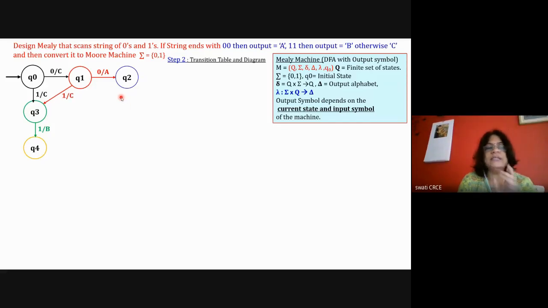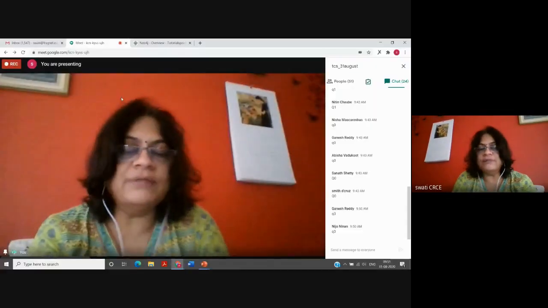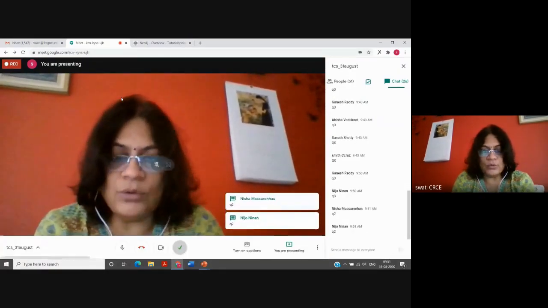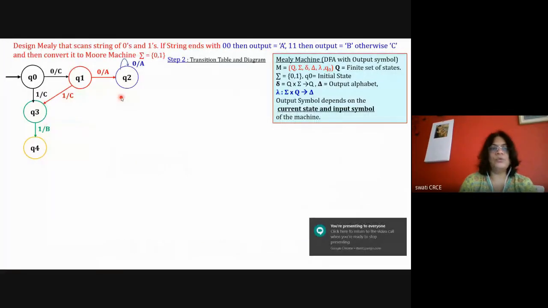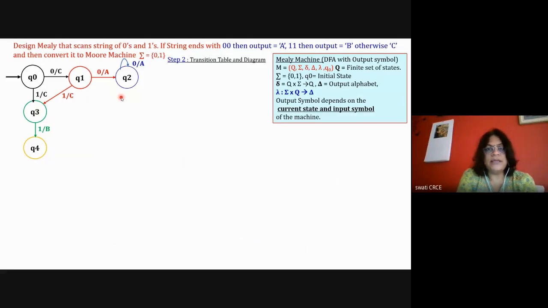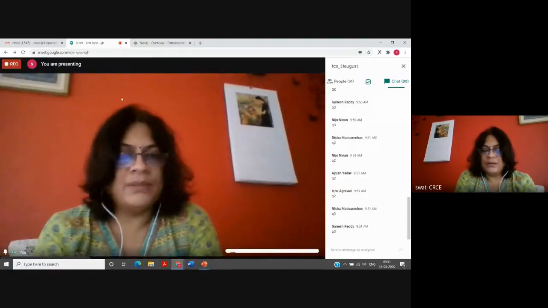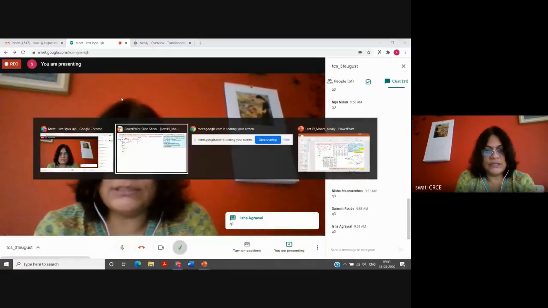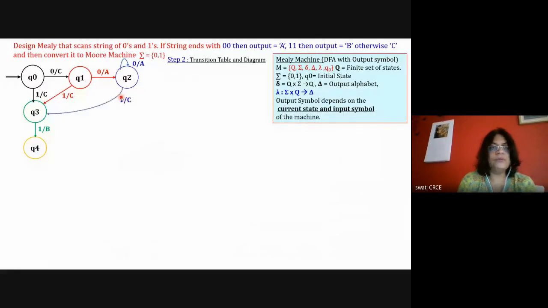Now in Q2, if there is any 0, it will remain in Q2, correct. It will remain in Q2, and the output is A. In Q2, if there is any 1, where will be the transition? Nisha says Q1. Correct. Q2 with 1 goes again, the output is C, and it goes to Q3. So both transitions of Q2 are done.